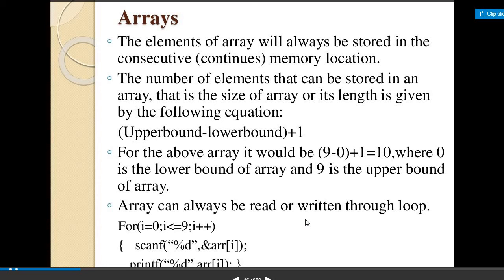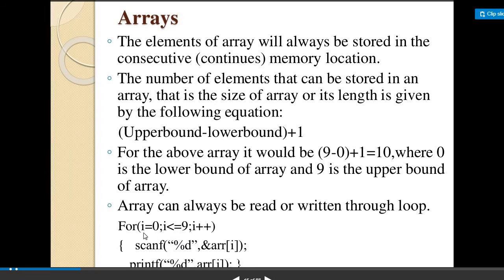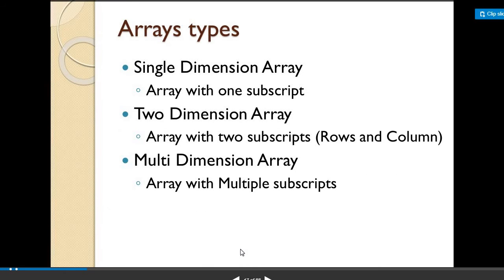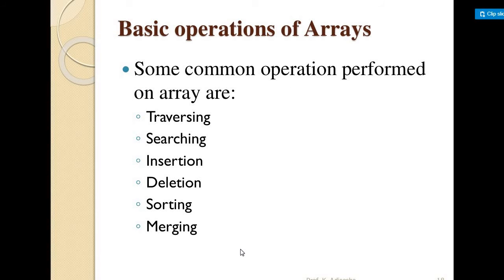An array can always be read or written through loops. If we see here, we just take a for loop and scan and print this way. This is the syntax of C programming. Array types: single-dimension array, an array with one subscript; two-dimension array, with two subscripts, rows and columns; and multi-dimension array, with multiple subscripts. So, basic operations of arrays. Some common operations performed on arrays are traversing, searching, insertion, deletion, sorting, merging, etc.